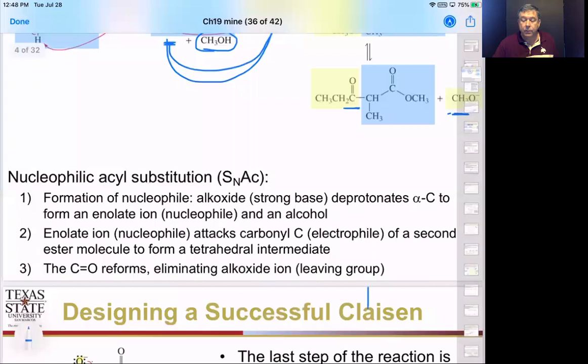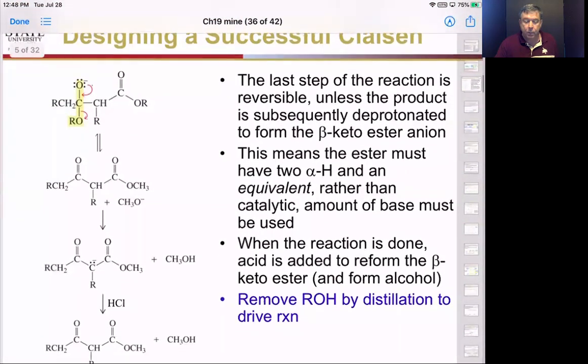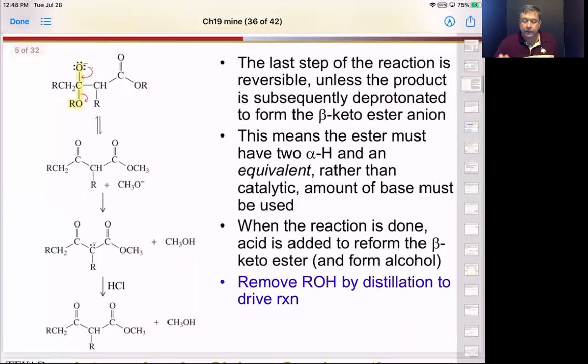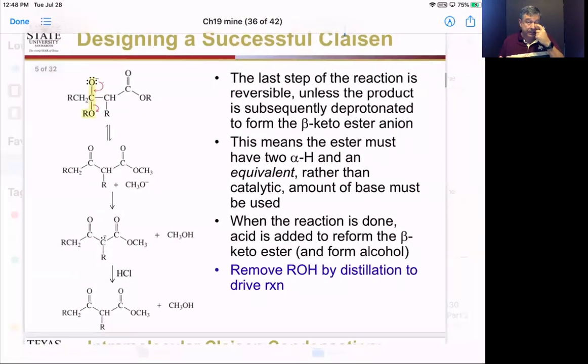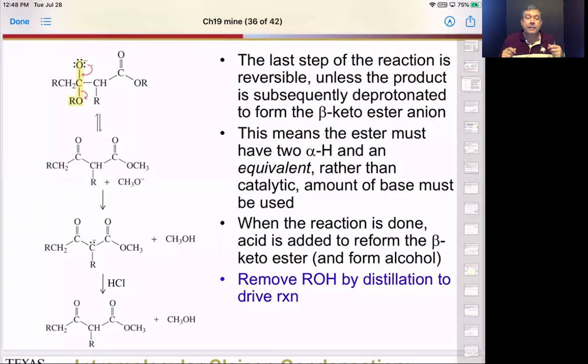Okay, so how can we design this to make sure we end up with what we want? We have to remember where each part comes from so that we can see where our endpoint is. Since the last step of the reaction is reversible, it means the ester must have two alpha hydrogens, and we need an equivalent rather than a catalytic amount.